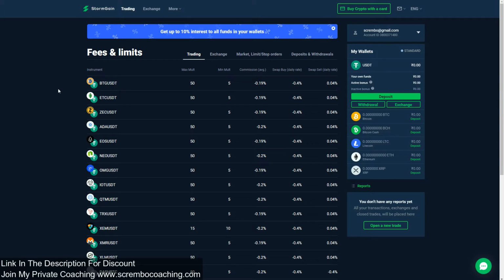This is Scramble from Emotions Crypto Trading, and today's topic is related to fees and limits of the platform. We're going to find out more based on categories because the fees are explained in 4 categories.